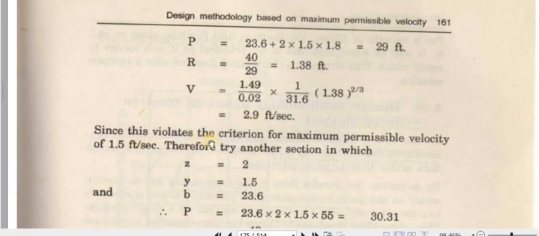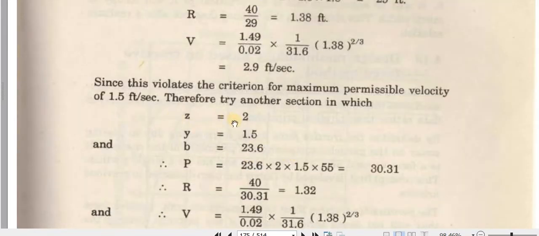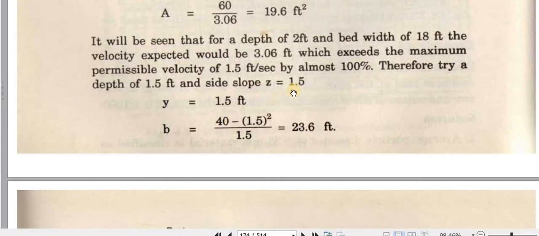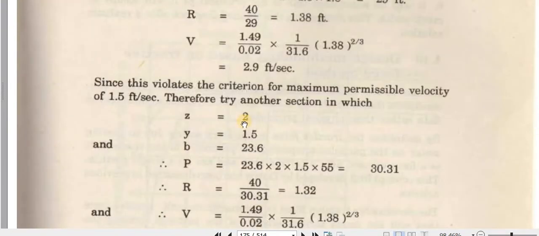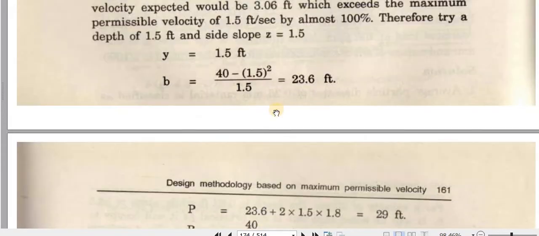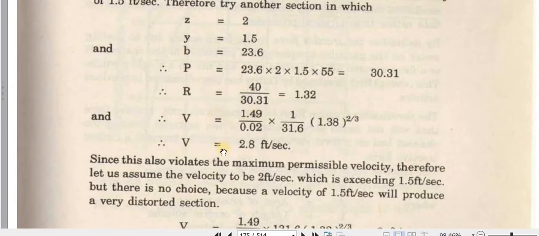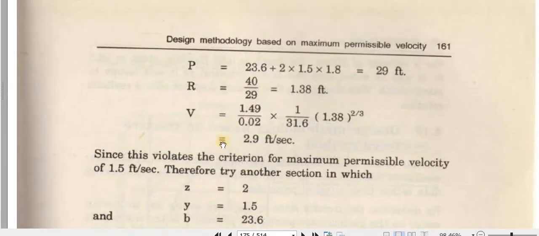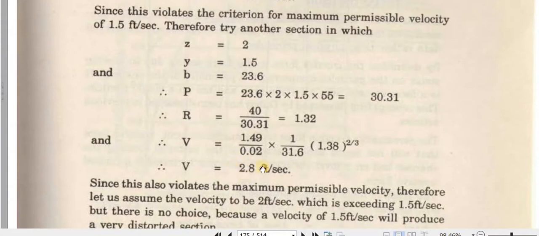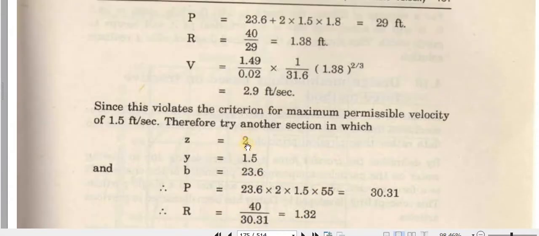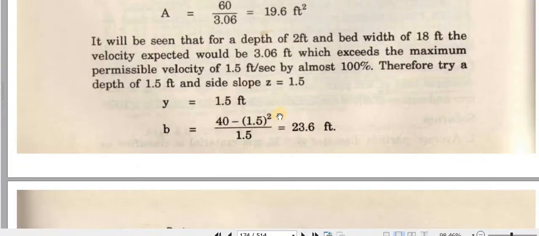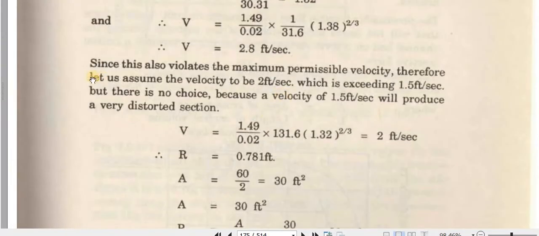Since the velocity is the criterion for maximum permissible velocity, therefore try another section. Now Z is equal to 2. We have increased Z. Here Z was 1.5 and here we have increased it to 2, and B is equal to 23.6. Here B was also 23.6. And then we have calculated velocity 2.8, a very minor difference from 2.9 to 2.8, with a side slope of 2 as compared to 1.5. Now this also violates the maximum permissible velocity, therefore let us assume a velocity of 2 feet per second.